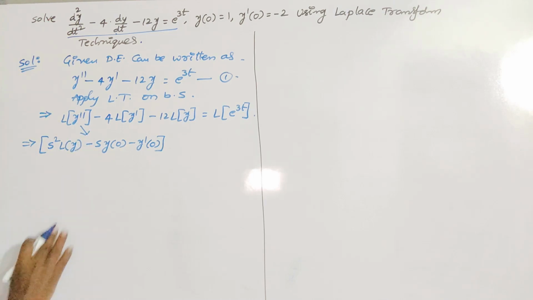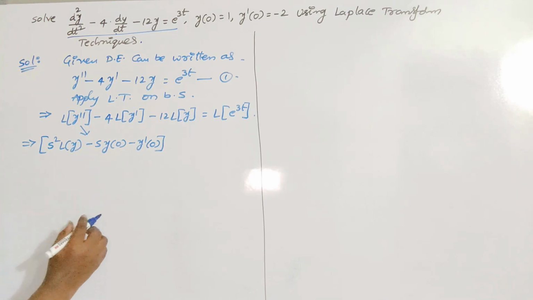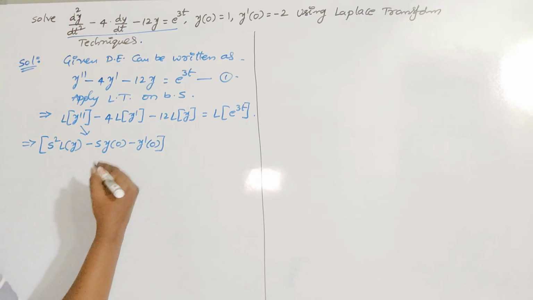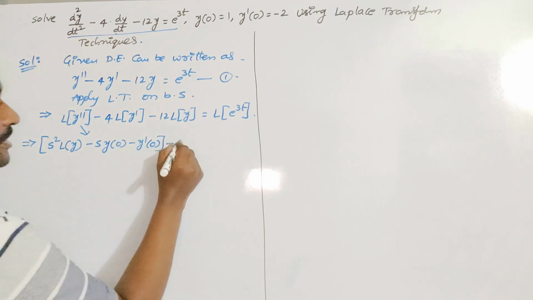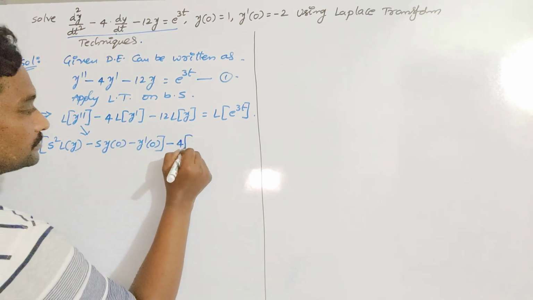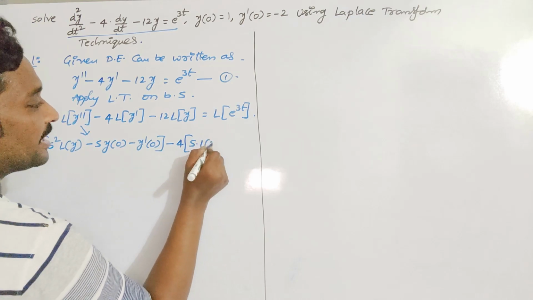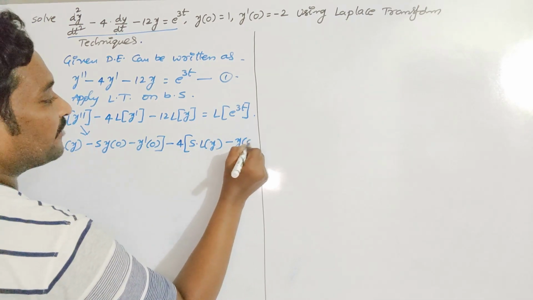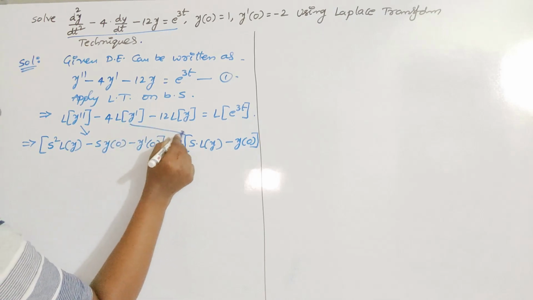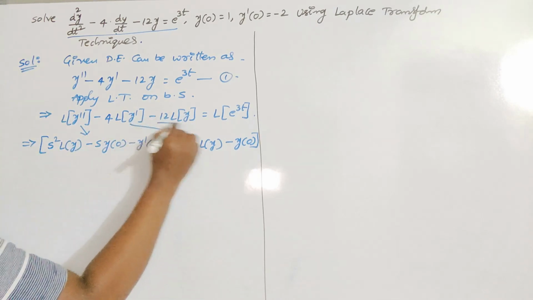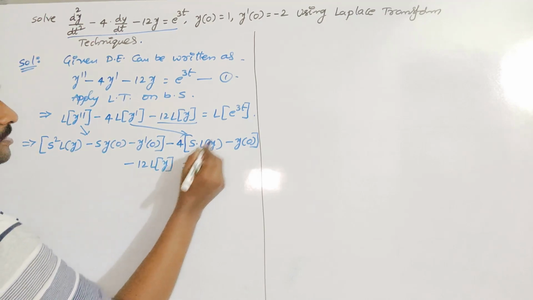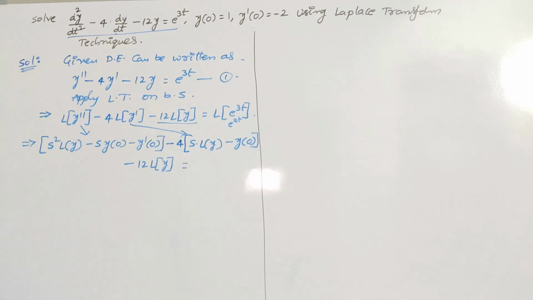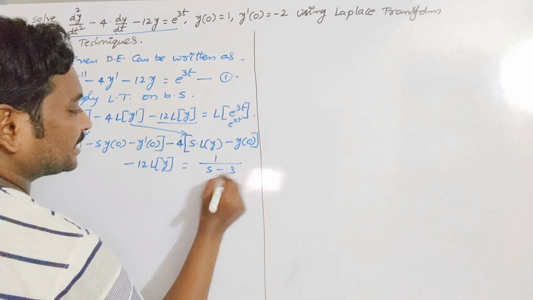The entire Laplace transform depends almost on formulas only. So preparation of formulas and practicing the formulas is very important in Laplace and Z transform also. Now, 4 into, what is L of y dash? s into L of y minus y of 0. This is the formula for L of y dash, and the remaining term is minus 12 L of y. Don't forget to write this term. This is equal to, it is in the form of e power at. What is the formula for L of e power at? 1 by s minus a. That's why you will get 1 by s minus 3.